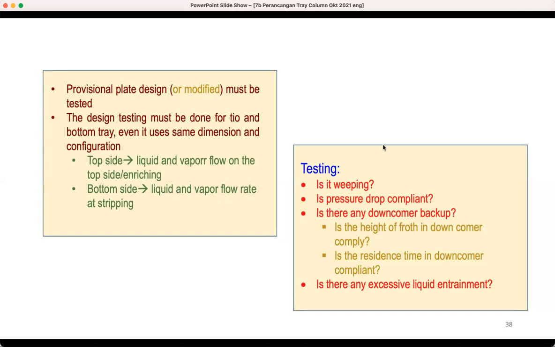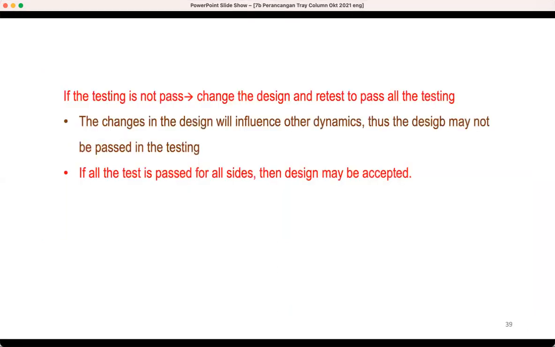And then again, there are types of testing. Is there weeping? Is the pressure drop compliant? Is there any downcomer backup, or any excessive liquid entrainment? Okay, I think if you pass, then the design may be accepted. But if the test is not passed, then you have to change the design, maybe change the whole area, or change the percent flooding, or check all the parameters that you have defined. And of course, changes in the design will influence the other dynamics, so the design must pass the testing.